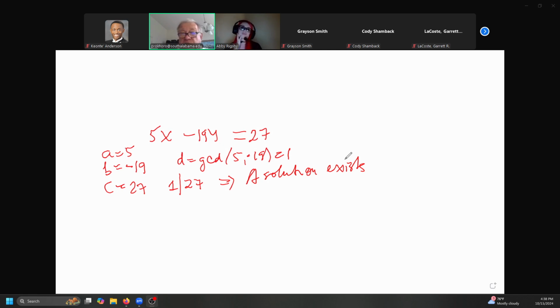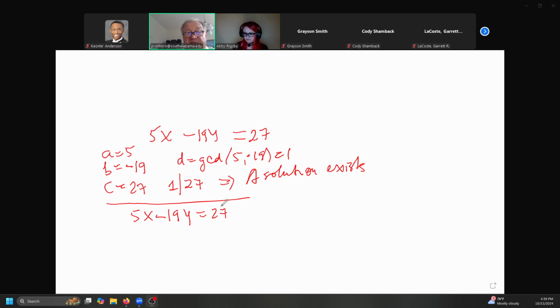So just one formula for x and one formula for y. In this sense it's only one solution, but of course for different values of t, we get different pairs of x and y. So what is the next step? Find x naught and y naught, a particular solution of this equation.